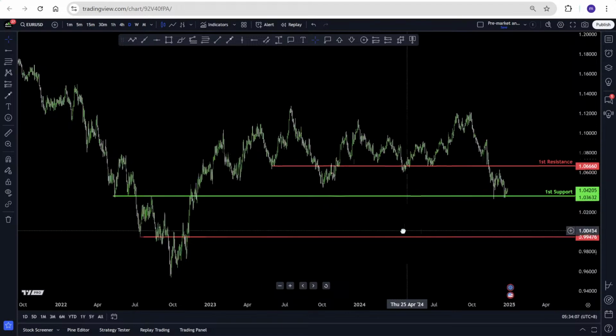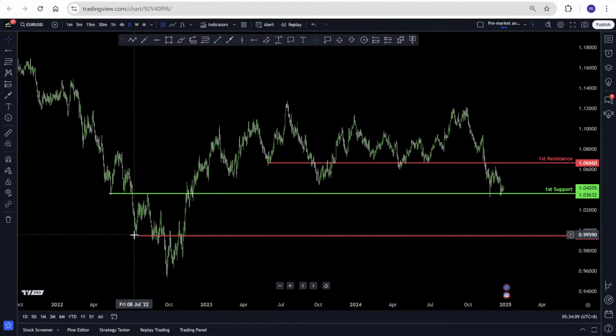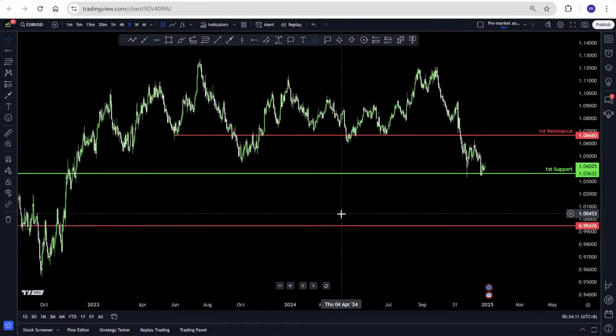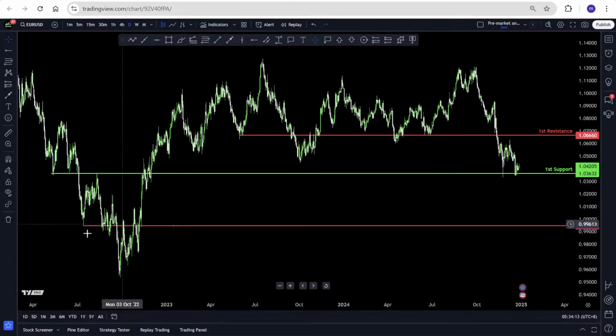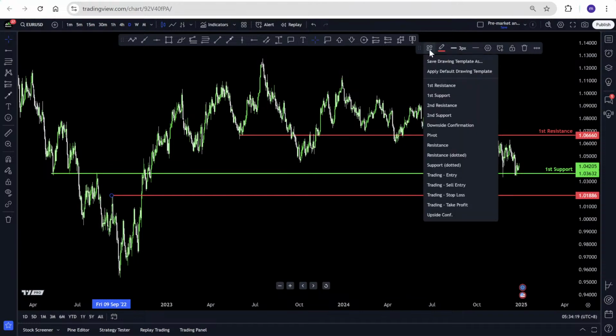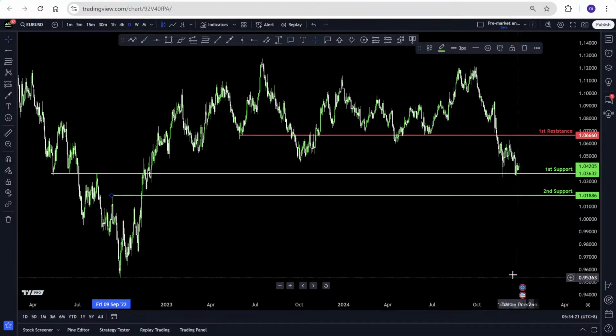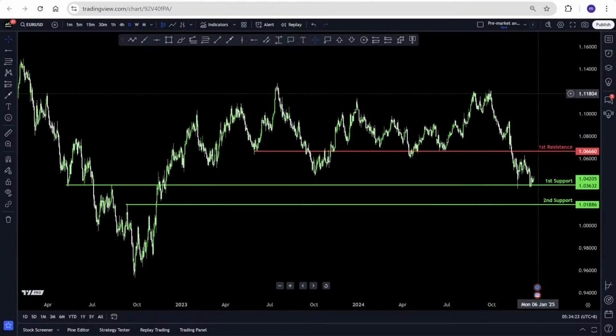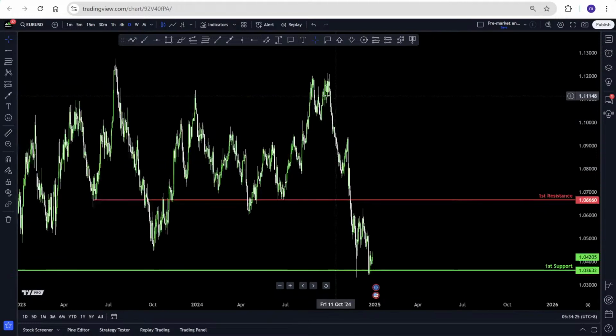My second support, I will maybe place it here instead, at the swing high here. Okay, now let's go in with our Fibonacci levels.